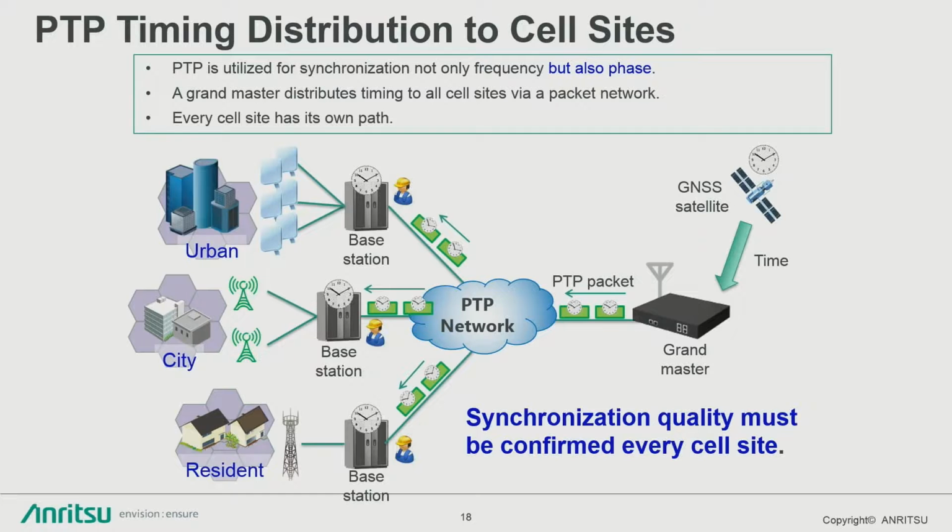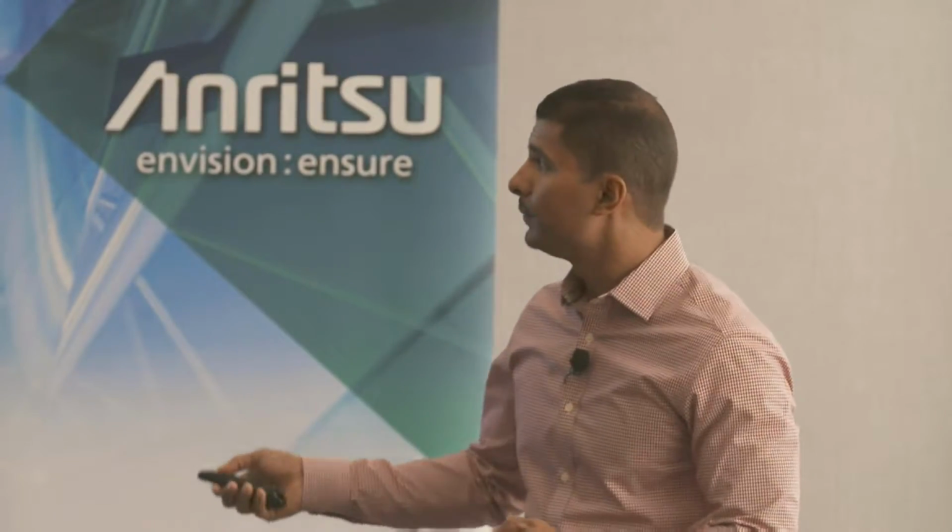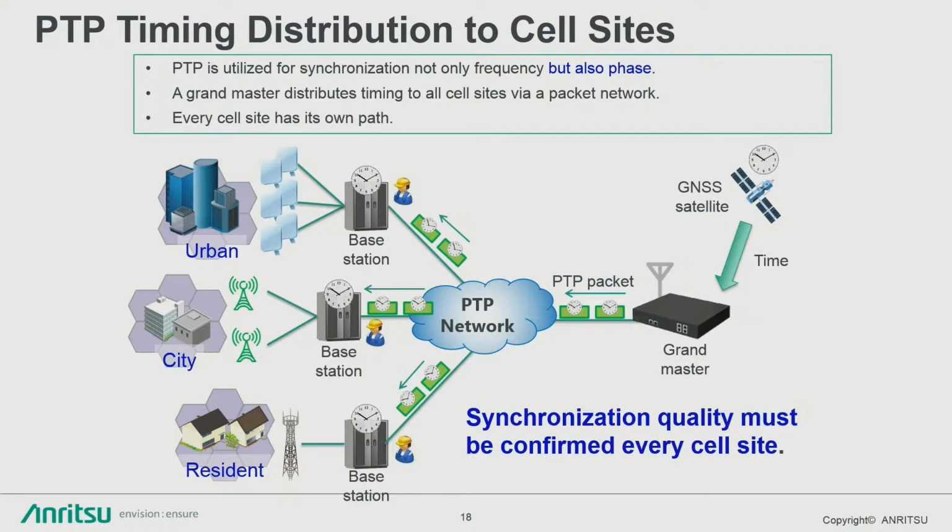A lot of advantages to this. First of which, it supports both frequency and phase. Why did we talk about how important phase is? Because if you have misalignment in phase with your timing, one site thinks you're transmitting, the other expects you to be receiving, and you have misalignment there. So phase synchronization is important. The grandmaster distributes timing to all cells via the packet, and every cell has its own path. Think about the redundancy built in with that, with fiber, right?